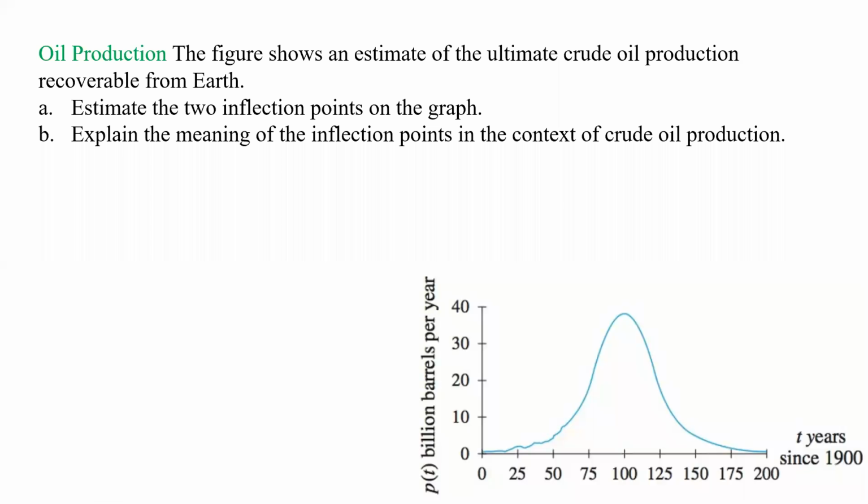All right, so here we have oil production. It says the figure shows an estimate of the ultimate crude oil production recoverable from Earth. Estimate the two inflection points on the graph. Explain the meaning of the inflection point in the context of crude oil production. Well, we're coming up here and then we're going to curve here. So maybe about here would be our point of inflection.